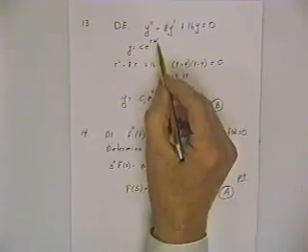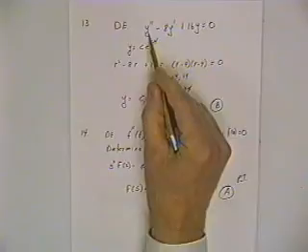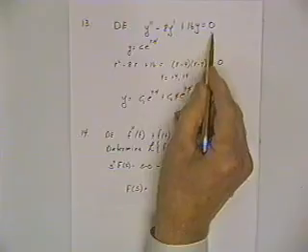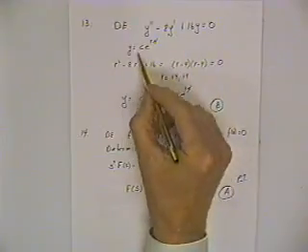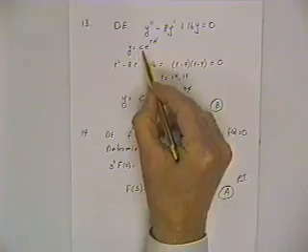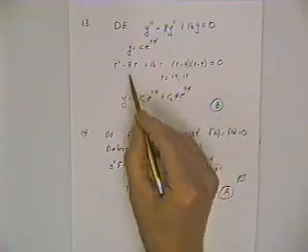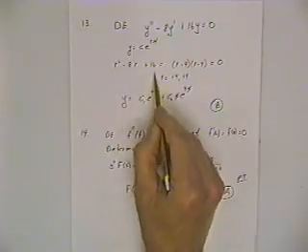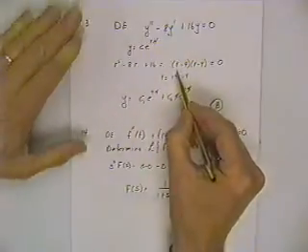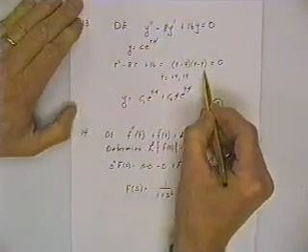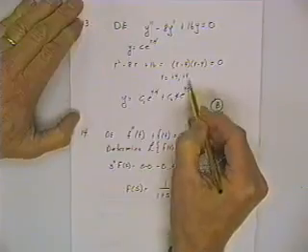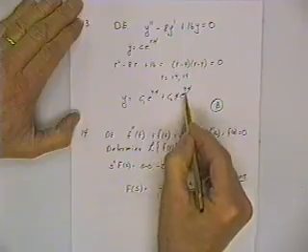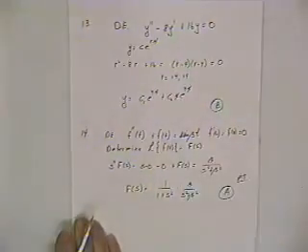What is the general solution of the following differential equation? y double prime minus 8y prime plus 16y is equal to 0. Using the technique of the book, y is equal to a constant times e to the rx. The auxiliary equation is r squared minus 8r plus 16. That factors into (r minus 4) times (r minus 4), and it gives me repeated roots. So the solution is c1 e to the 4x plus c2 x e to the 4x, and that corresponds to solution B.